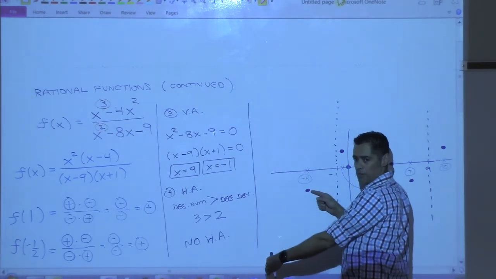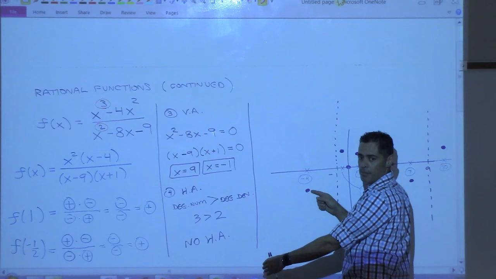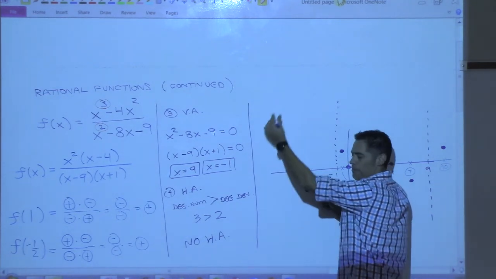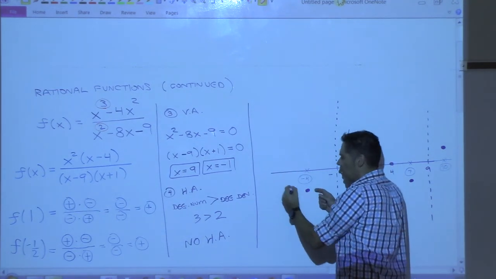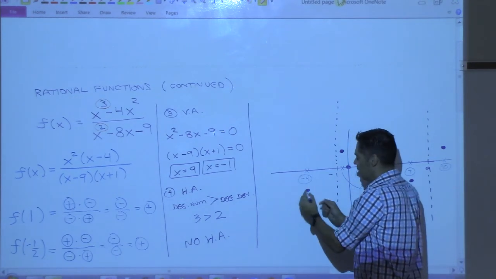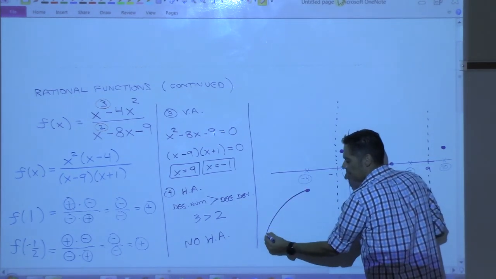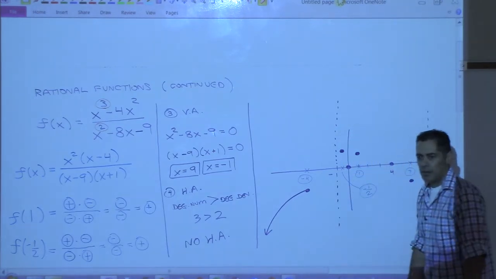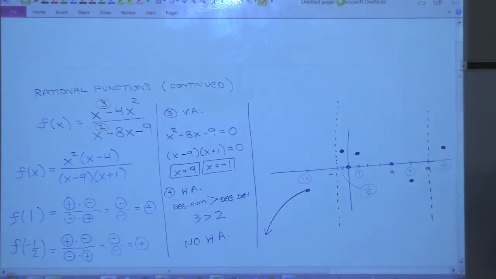Think it's going to go down? What do you think? Down or up? Down. So why not up? Yeah, if I go up, I'm going to cross, right? So it has to go down. So to the left, it goes down. Because we have no horizontal asymptote, it has to go down. Can't turn up because it can't cross the x-axis.